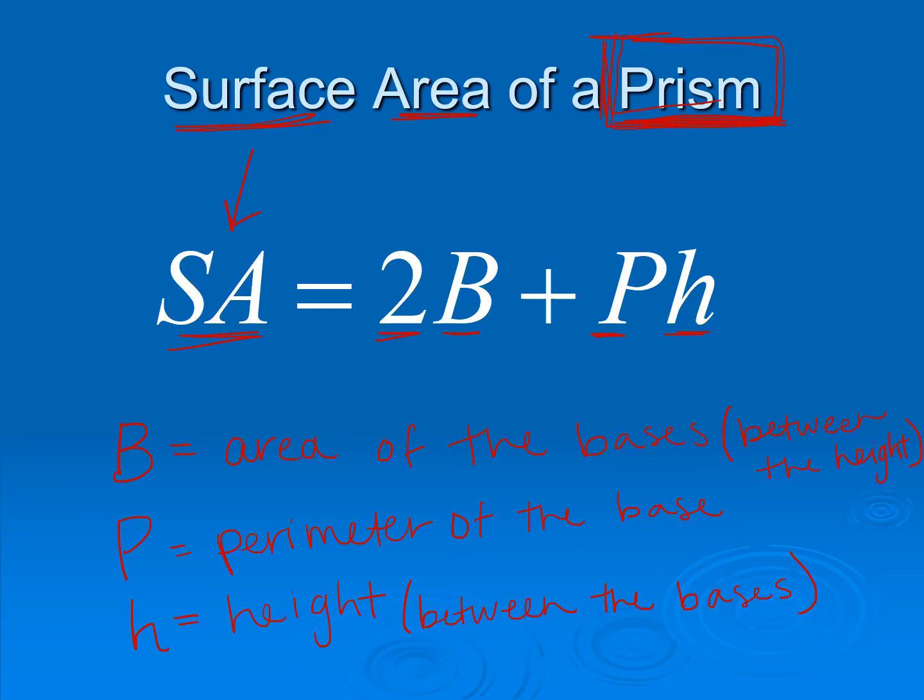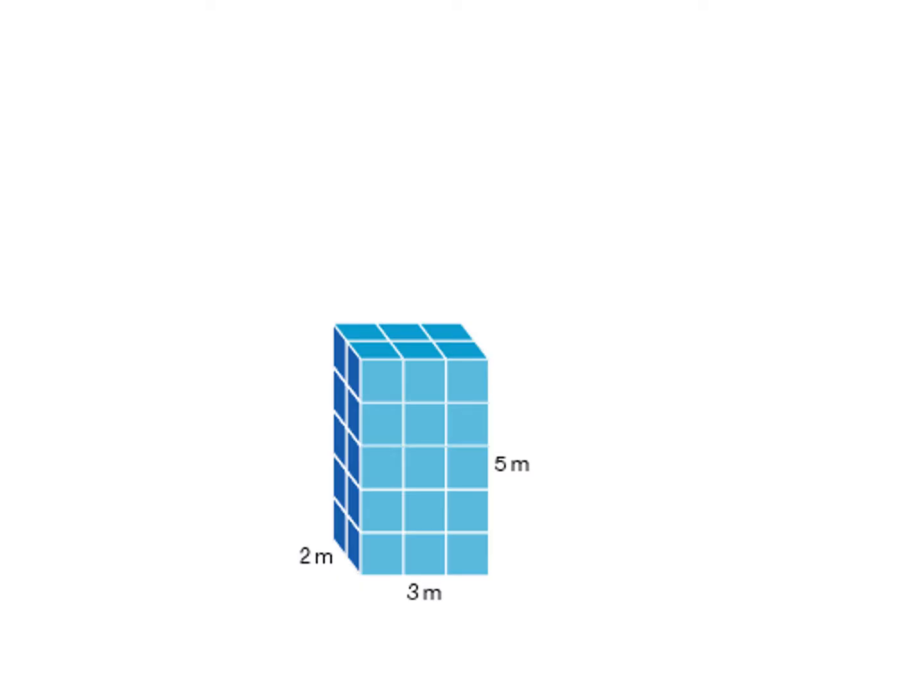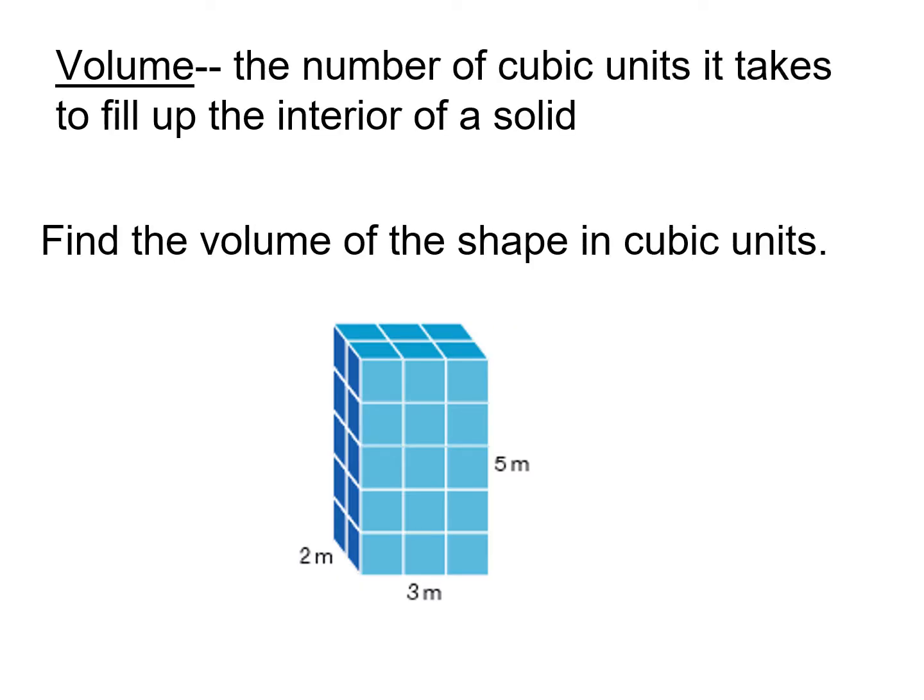So make sure you understand what all of these different letters mean, because as we move forward, we're just going to work with the letters and plug them into the formula using our calculator to help us figure these out. Now, volume, on the other hand, is the number of cubic units it takes to fill up the inside of a solid. So again, we're just going to stick with talking about prisms for right now. And we just want to figure out what that volume is, or how much this prism could hold.